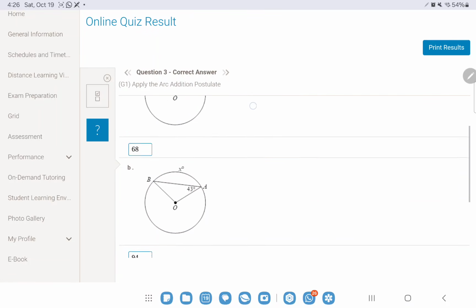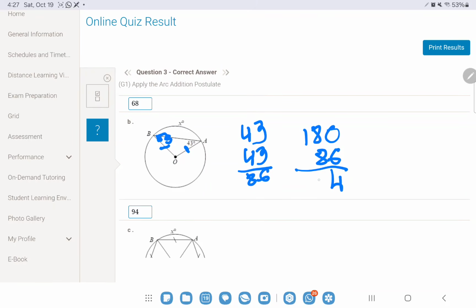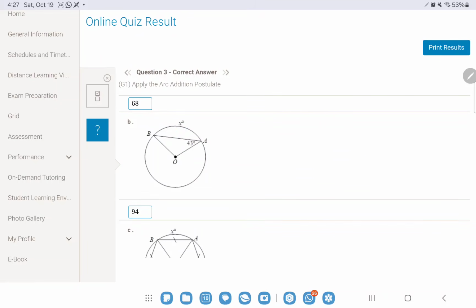Now let's go on to the next part. Part B. So again, you have isosceles triangles. So it's here and here is equal because they're both radii in the same circle. So this is equal to this. So this is also 43. So if this is 43 and this is 43, you add them. 86, and then you subtract it from 180. So 180 minus 86 is 94. So that's what this angle is, which is the same as this one. Let's move on to the next part.